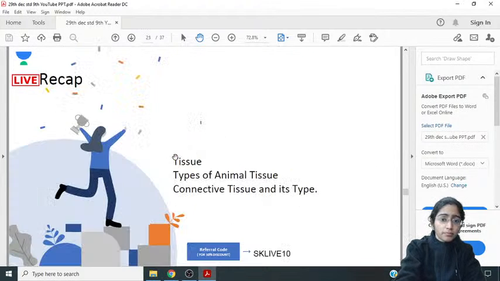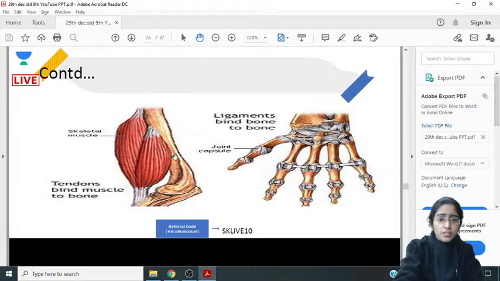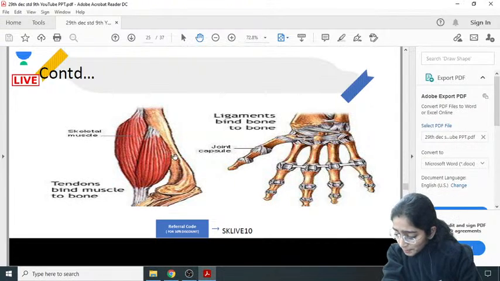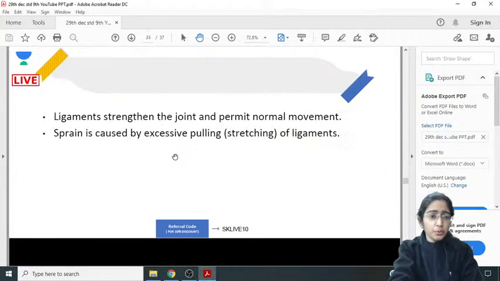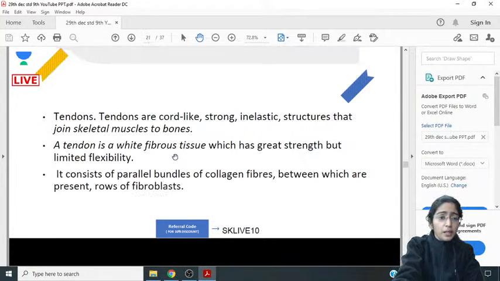That's why. Okay, so this is all that we have done today. Tendons and ligaments are shown. Basically, always remember ligaments are bone to bone and tendons are skeletal muscle to bone. Okay, these are the two common questions that are generally asked. Fine. So this was all about today's class.